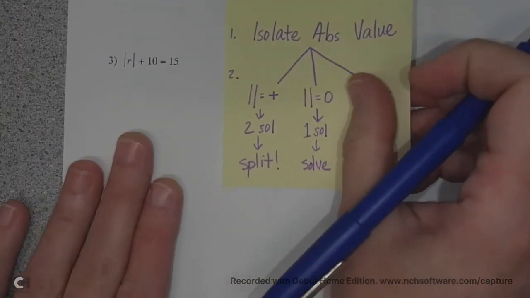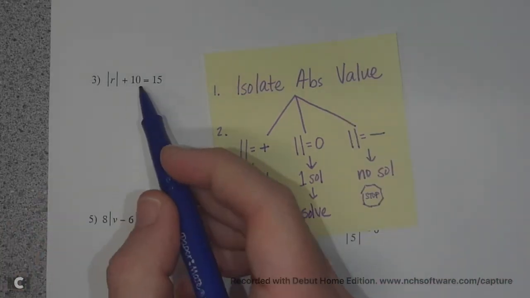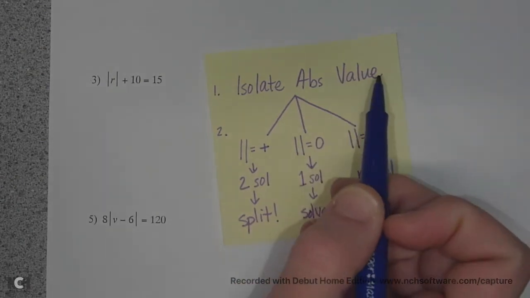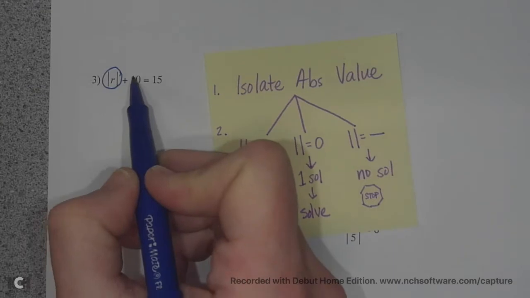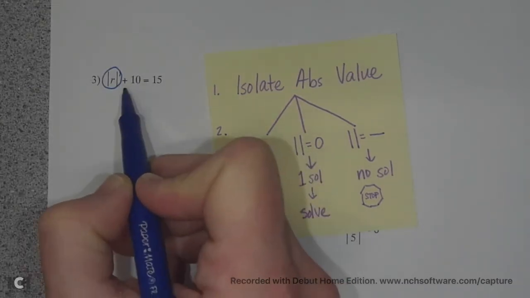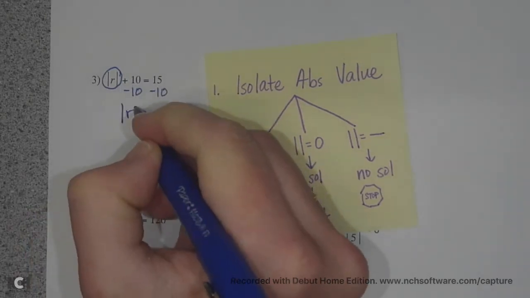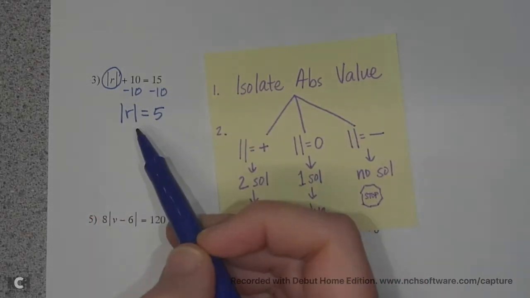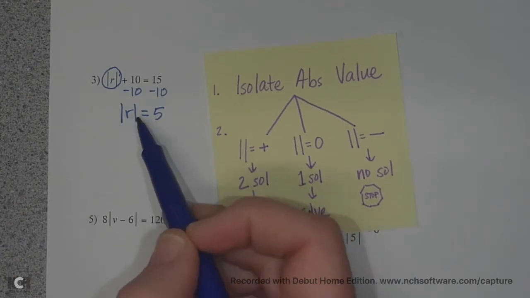Problem number 3. We've got absolute value of r plus 10 equals 15. First step is to isolate the absolute value part. So we need to get rid of the 10 because the 10 is keeping it company over here on the left side of the equation. So let's subtract 10 from both sides. We're going to be left with the absolute value of r equals, let's see, 15 minus 10 is going to give us 5. Okay, now is the absolute value of r isolated? Yeah, it is. It's by itself on its side of the equal sign.